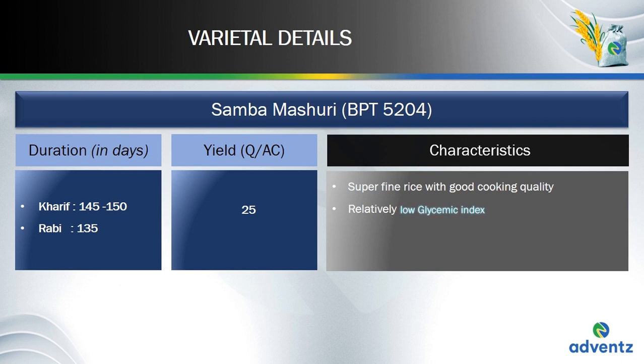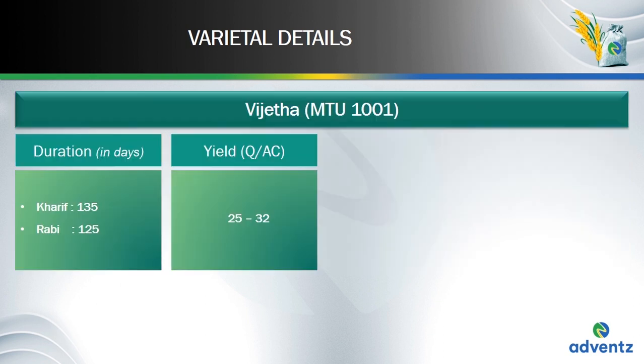But the negative about this variety is that it is highly susceptible to pests and diseases. This variety can be grown both in Kharif season and in Rabi season. The next variety that we will talk about is called Vijeta or MTU 1001. This variety can also be planted both in Kharif and Rabi.